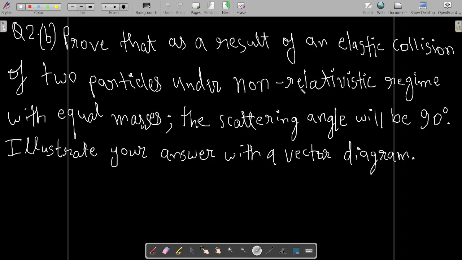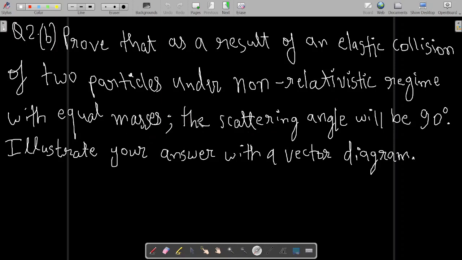Non-relativistic regime simply means that there is no variation of mass with velocity. If the mass varies with velocity, then it is called relativistic regime. But non-relativistic regime simply means that the mass is not varying with velocity. And those two particles have equal masses, so the scattering angle will be 90 degrees. This is what we have to prove.